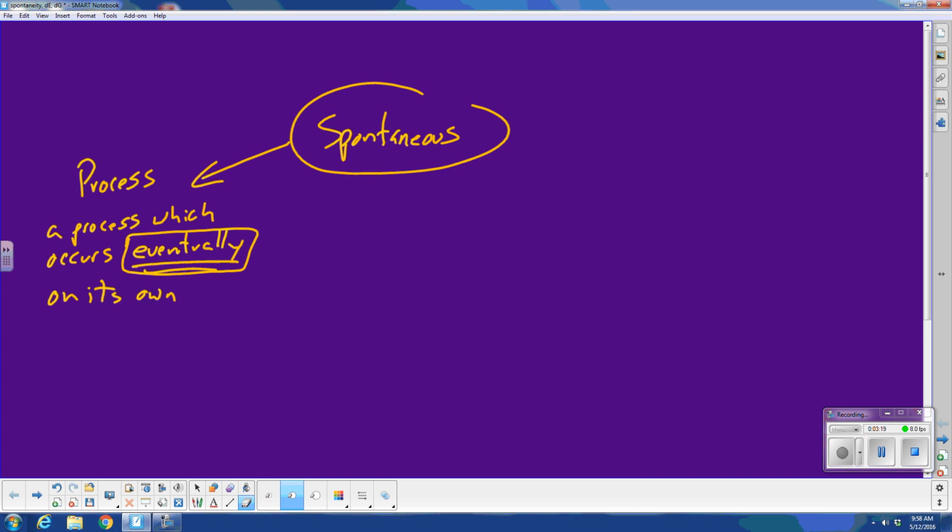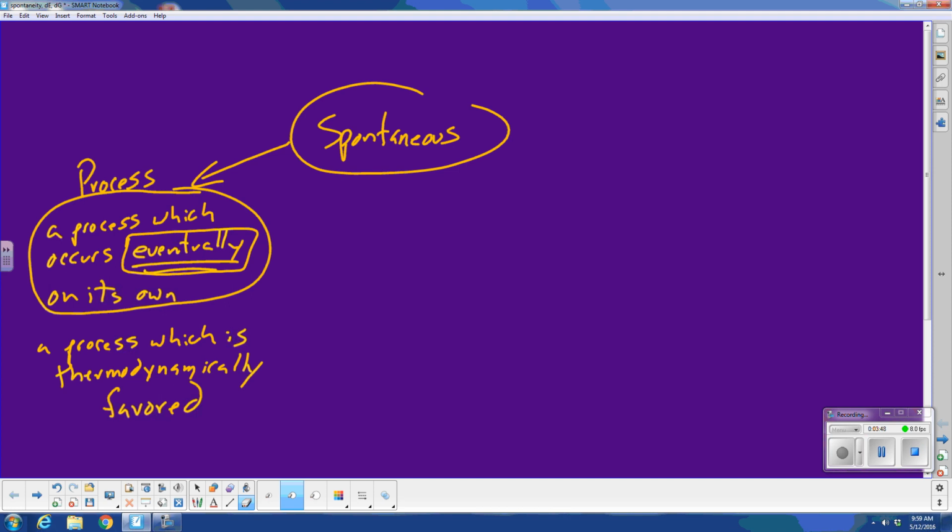And another way to think of this is what the AP people call a process which is thermodynamically favored. That's their term now, thermodynamically favored. Good. So it's a process that is thermodynamically favored. For most of us, it's the idea of a process which occurs eventually. Now, my only suggestion on this is do not confuse kinetics with thermodynamics.